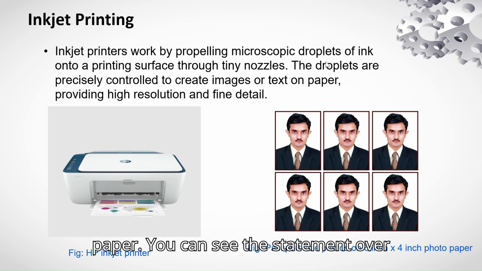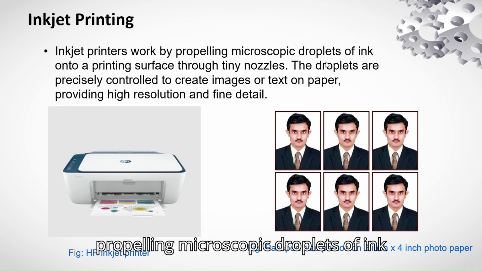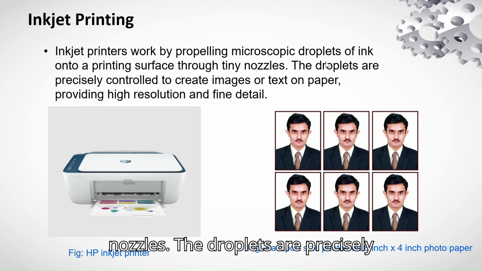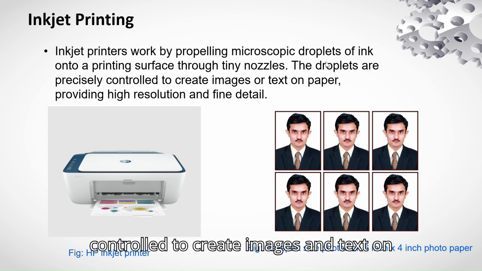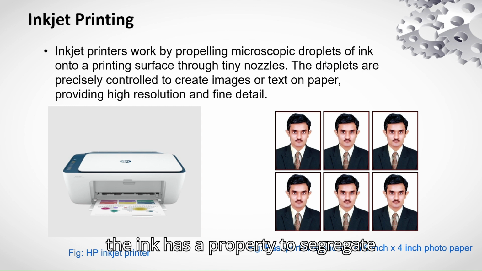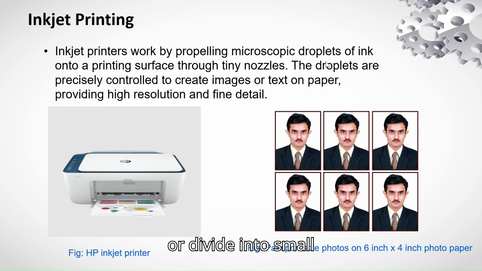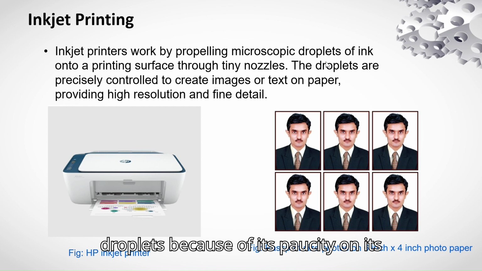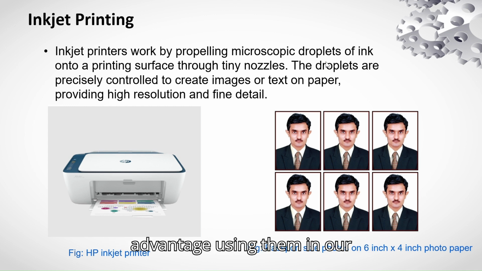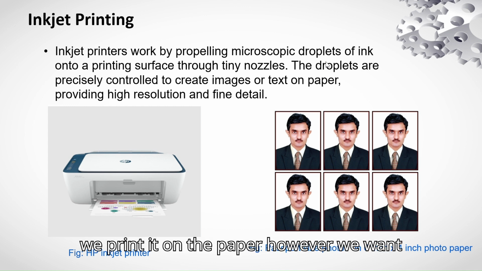You can see the statement here: inkjet printers work by propelling microscopic droplets of ink onto the printing surface through tiny nozzles. The droplets are precisely controlled to create images and text on the paper, providing high resolution. The ink has a property to divide into small droplets because of its viscosity and surface tension. We make that an advantage in our application, making droplets of it and printing it on the paper however we want.